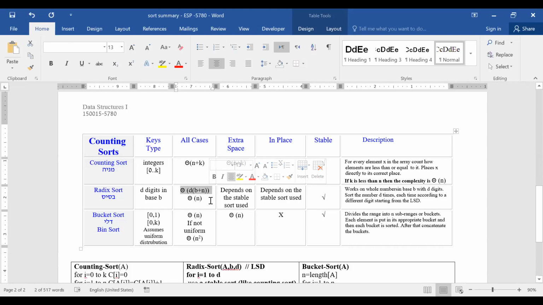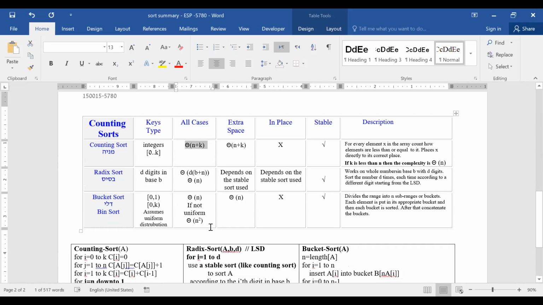And here we're talking about the bucket sort. If the input is not uniform, it's going to be n squared. Extra space: if k is less than n, the complexity is theta of n. So it's going to be theta n, but the official one is theta of n plus k. If it's not uniform, why is it theta of n squared for bucket sort, and not O of n squared?